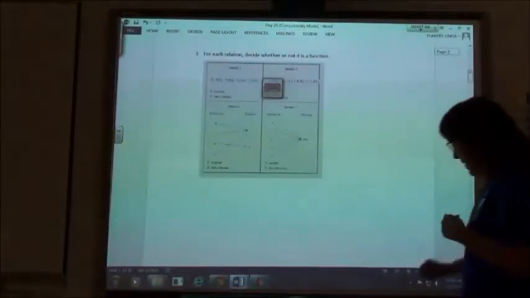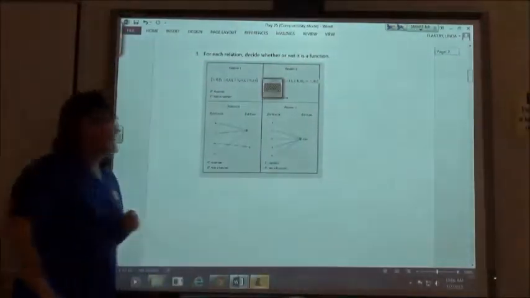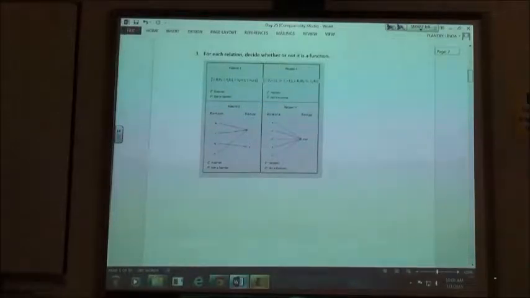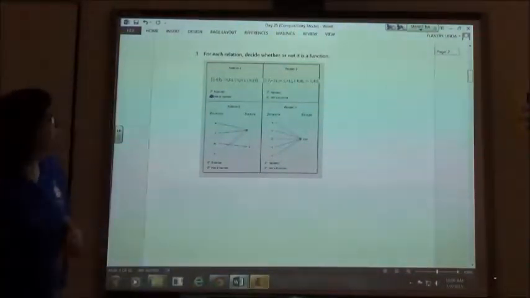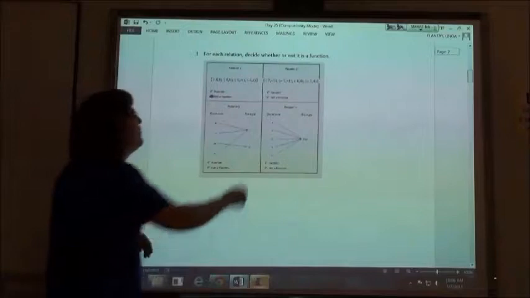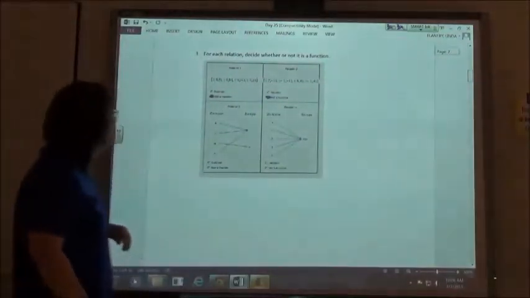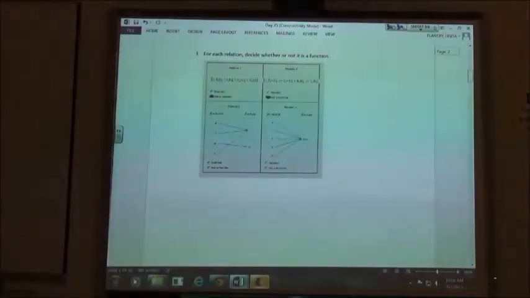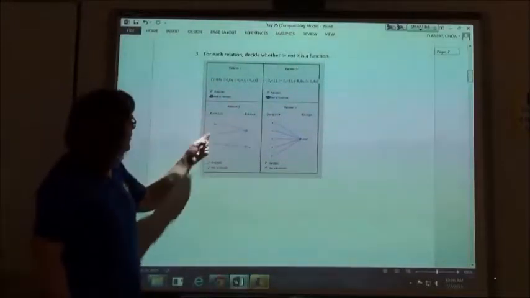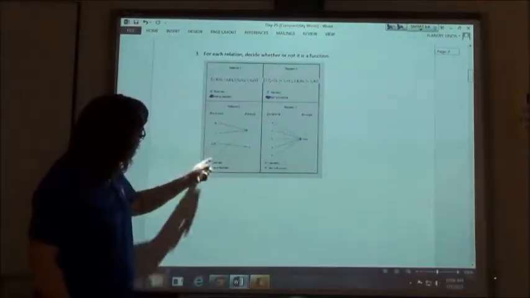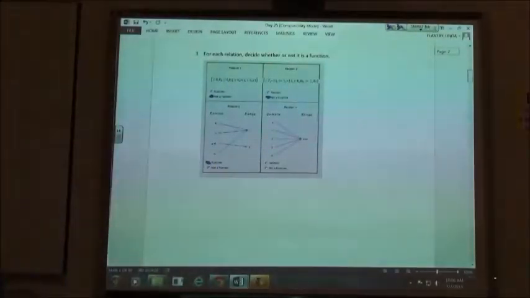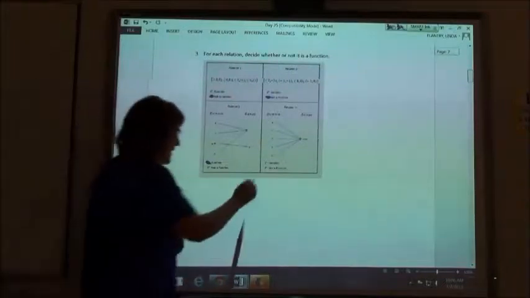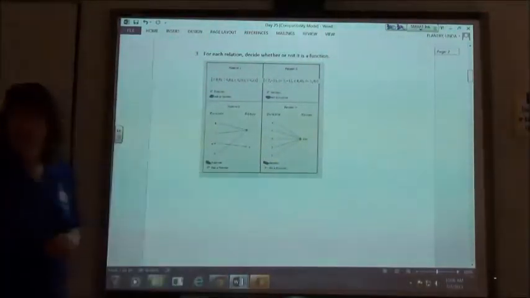And number 3, on relation 1, is that a function? Nope, the 4 goes to a whole bunch of different things. Not a function. Number 2. Nope, the -1 goes to both -1 and 4, so that's not a function. Number 3. Yes, it is. The k goes to one thing, the r goes to one thing, the n goes to one thing, and the x goes to one thing. It is a function. And number 4. Yes, that is also a function. Each of those only goes to one thing.